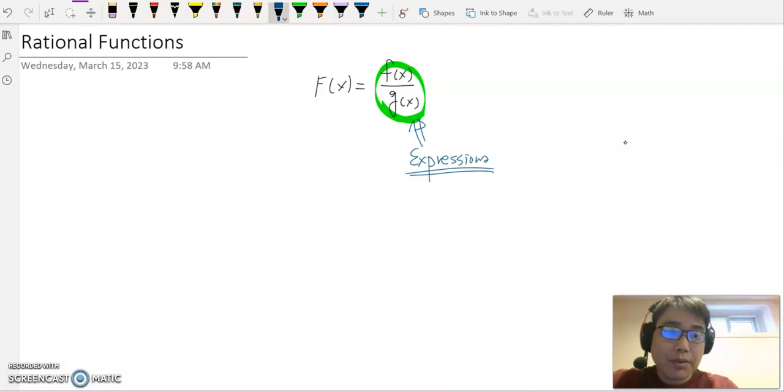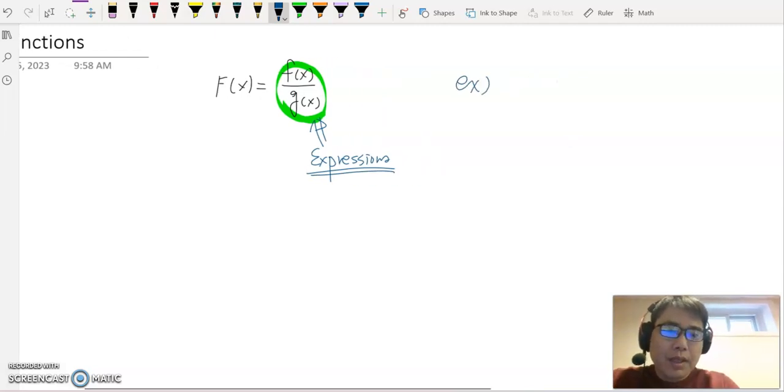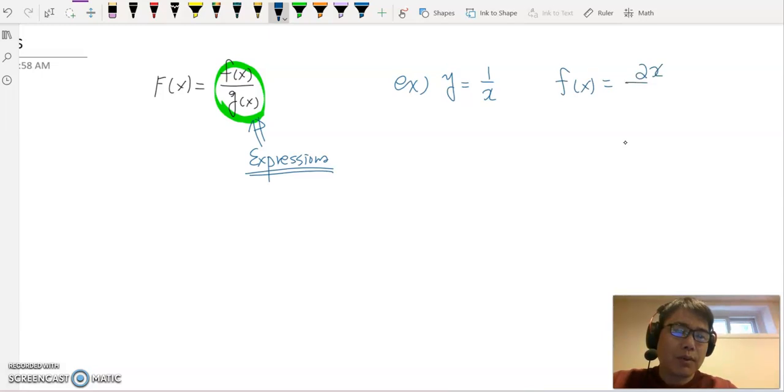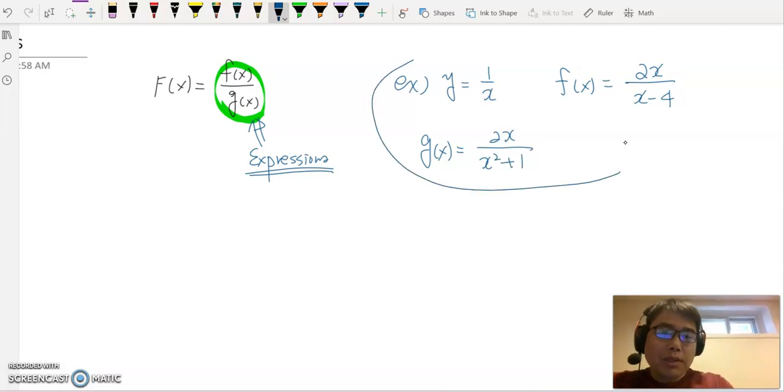Okay, some examples. So we can have maybe y equal to 1 over x. As you see, there is a fraction form, right? And then f(x) equal to maybe 2x over x minus 4. They're also a fraction form. And then maybe g(x) equal to 2x over x squared plus 1, like that. Like this, all these examples.